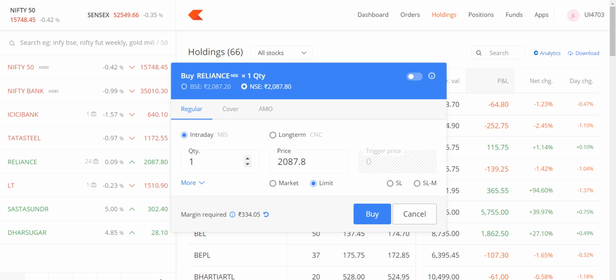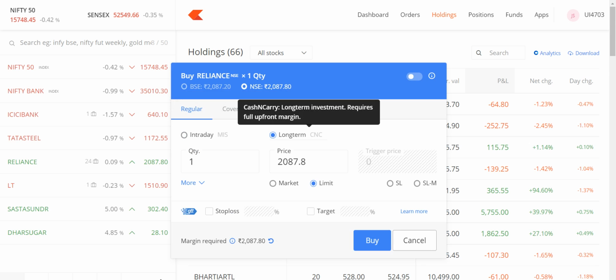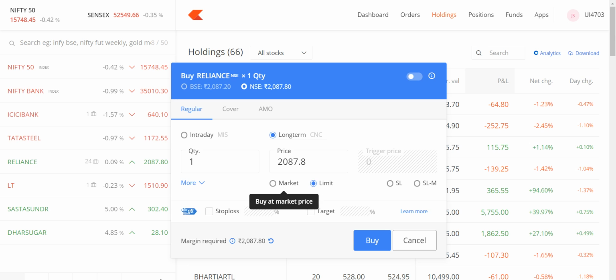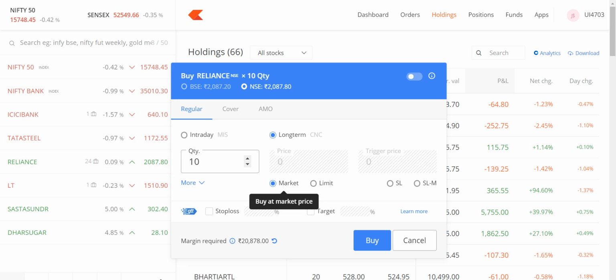Okay, so we will not talk about intraday here, we will only talk about long term. So when we click on long term, here you can see market. When you click on market, then whatever the price of the particular stock is in the market, it will be bought at that particular price only. Simply click on buy, then this stock will be bought, and whatever the quantity, if you want 1 or 10 or 100 or 1000, that will be bought at market price.